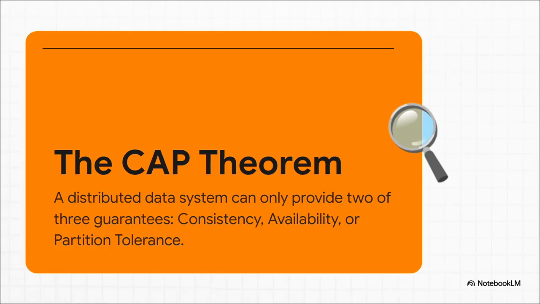So here's what the theorem says. Any system that runs on more than one computer has 3 things it really, really wants to have. But, and this is the killer part, you can only ever guarantee 2 of those 3 things at the exact same time. You have to pick.